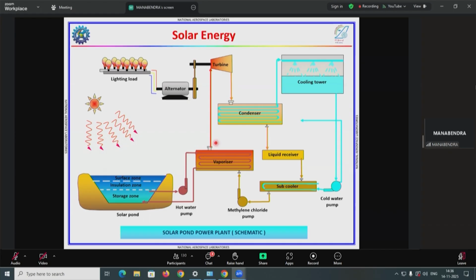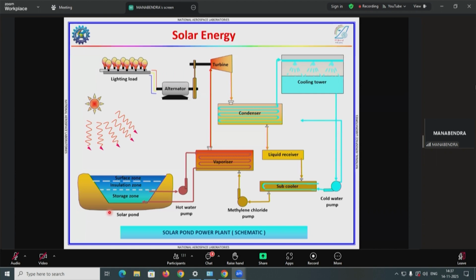So again, here, if you see the schematic, we are talking about the turbine, which NAL had as its core competence. However, extending that for the solar pond, the entire architecture was conceptualized and realized along with Pondicherry Government College and the local governing authorities of Pondicherry.